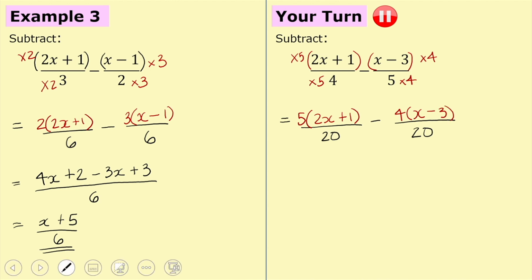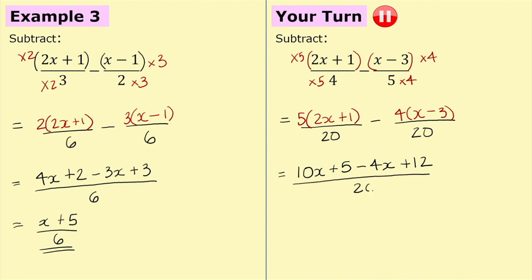So now we can go ahead and subtract and also expand brackets if you're comfortable doing those two steps in the same step. So 5 times 2x, got 10x, 5 times 1 is plus 5, then I've got negative 4 times x, give me negative 4x, then negative 4 times negative 3 gives me plus 12, and this is all over 20.